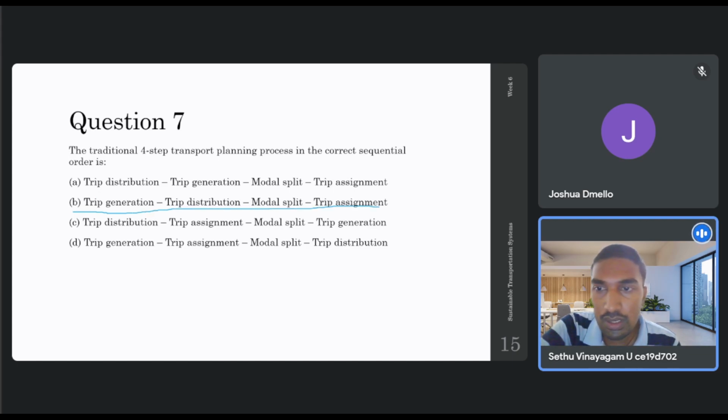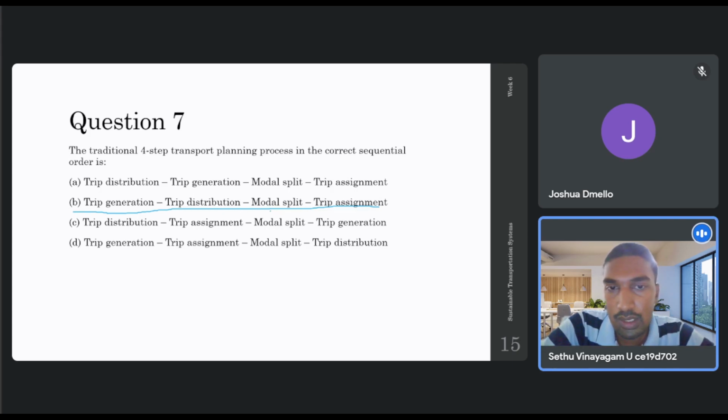So first we will do the trip generation. As we discussed, trip generation is where we try to estimate the total number of trips that will be originating and also ending in each zone within the study area. The trip distribution is, once we know how many trips are going to leave a particular zone, we will try to determine which zones they will be going to, right? So that is the trip distribution step.